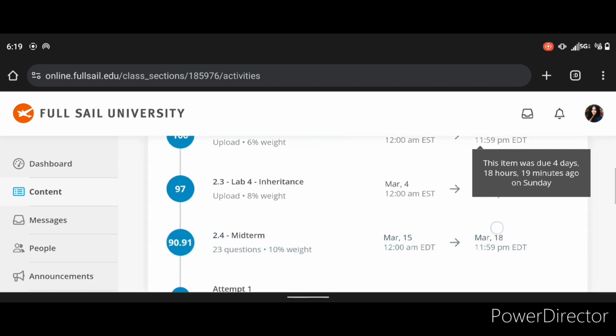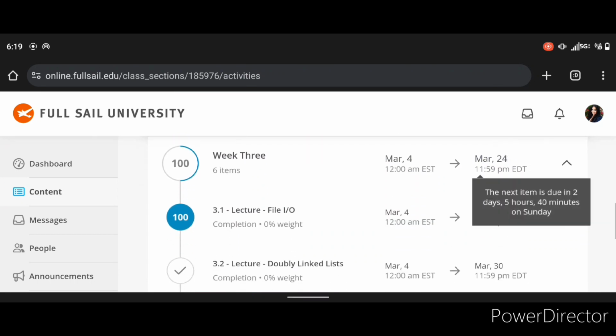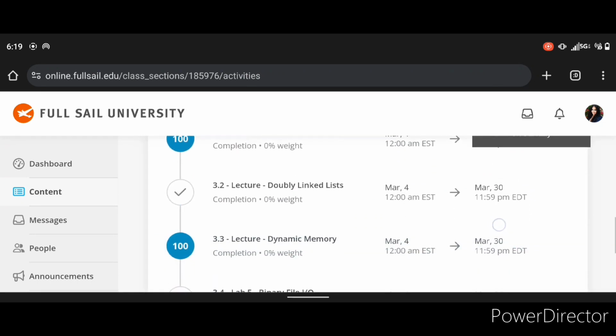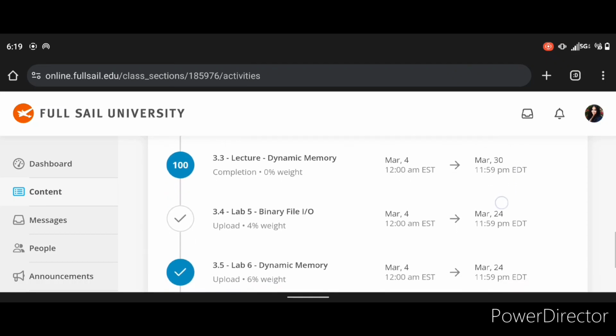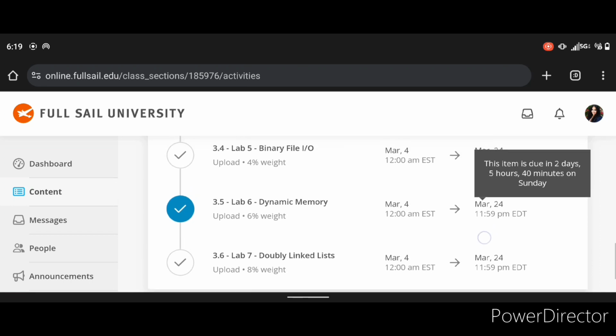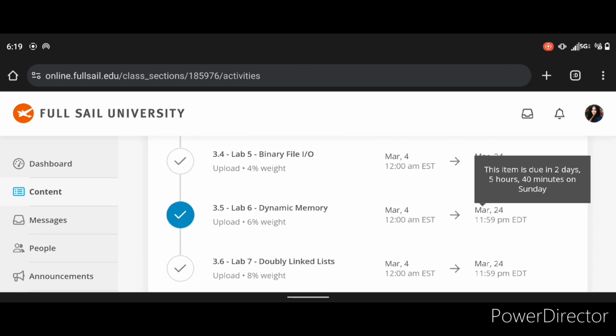And then as far as the labs for this week, there are 3 labs: Lab 5, 6, and 7. Lab 5 is on the binary file input output. Lab 6 is on dynamic memory. And then lab 7 is on the doubly linked list. Now, lab 5, I've been having a really hard time with that. I haven't fully figured it out yet, and for now, I'm just going to take a break on it.